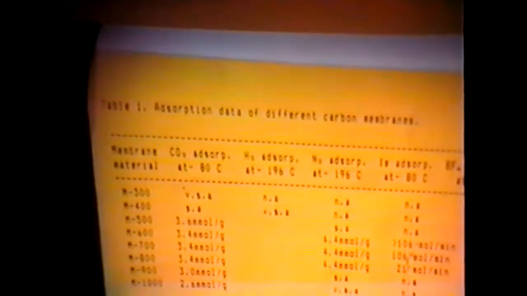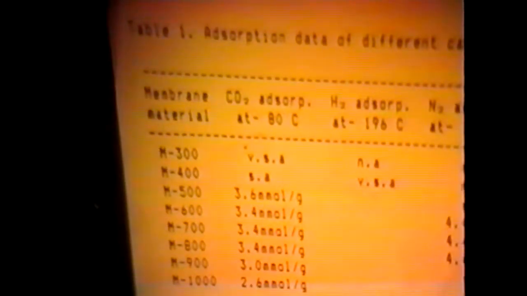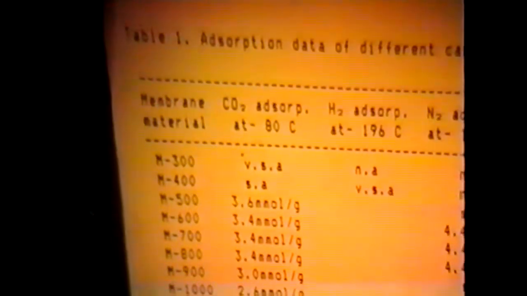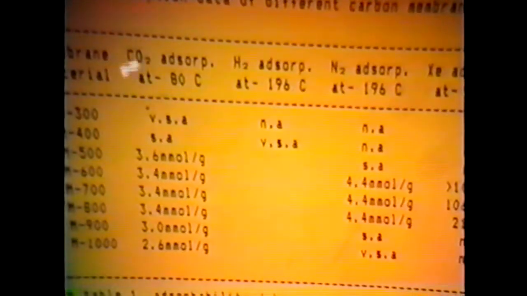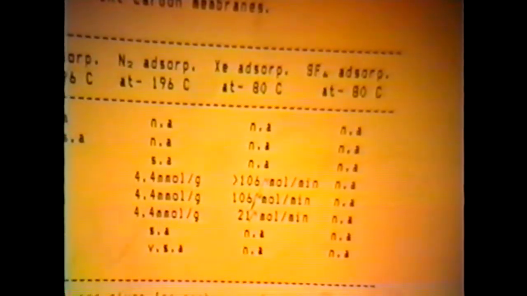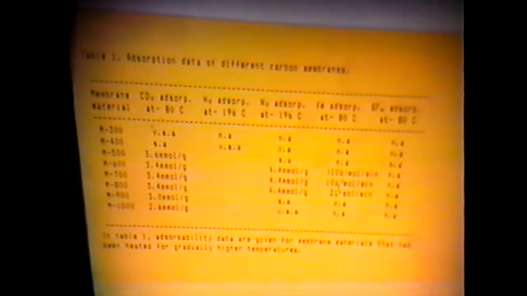Here I want to show some adsorption data on the carbon membrane material. And you can see that we begin with a membrane that is almost impervious to all gases. The gases here, carbon dioxide, hydrogen, nitrogen, xenon, and SF6, this is the sequence in which we can gradually open the pore structure.